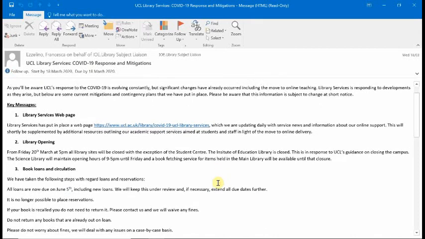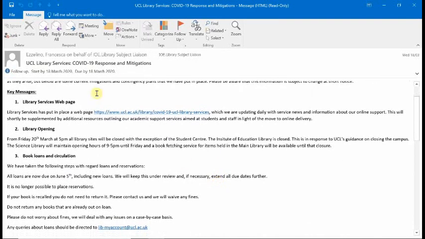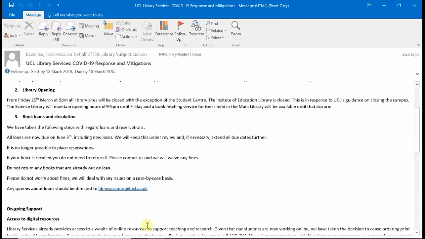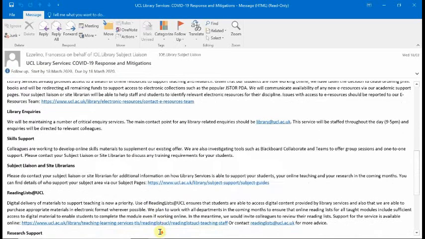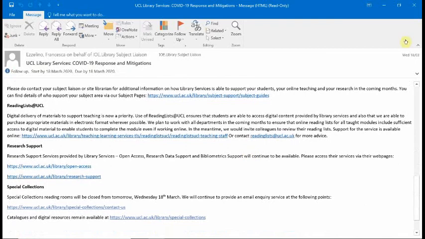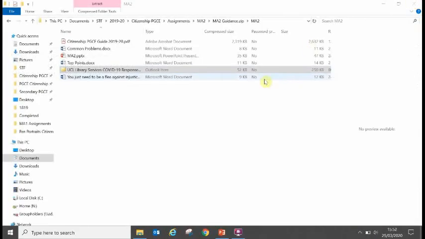I have included here in the Moodle guide as well top ways of working in the library and different links that exist and people you can email and skills support and so on, and reading this. So please look at that email as well.